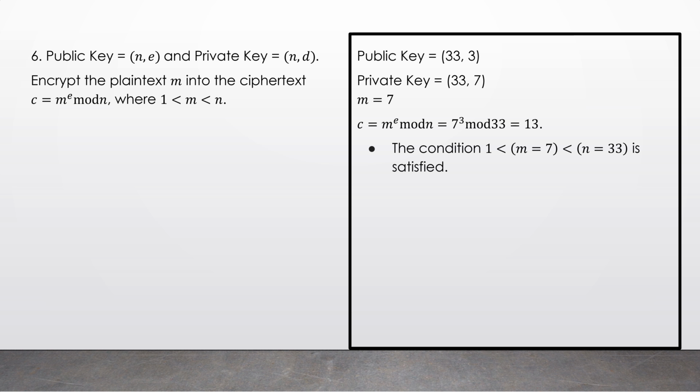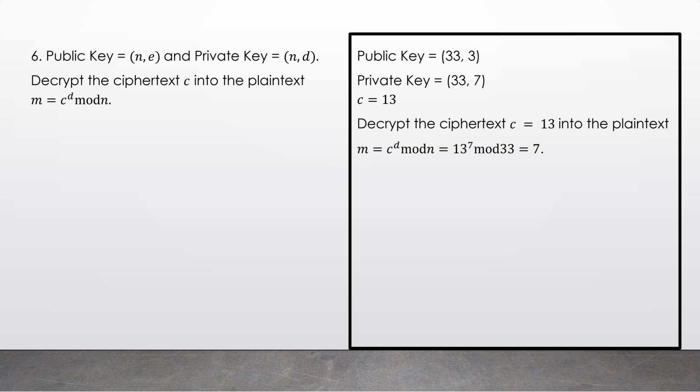Now we can use our public key to encrypt the plaintext m into the ciphertext c equals m to the power of e mod n, where 1 is less than m is less than n. For example, we'll encrypt the plaintext m equals 7. The bit length of m equals 7 is less than the bit length of n equals 33, so RSA encryption is possible. We'll set the ciphertext c as 7 to the power 3 mod 33, which is 13.